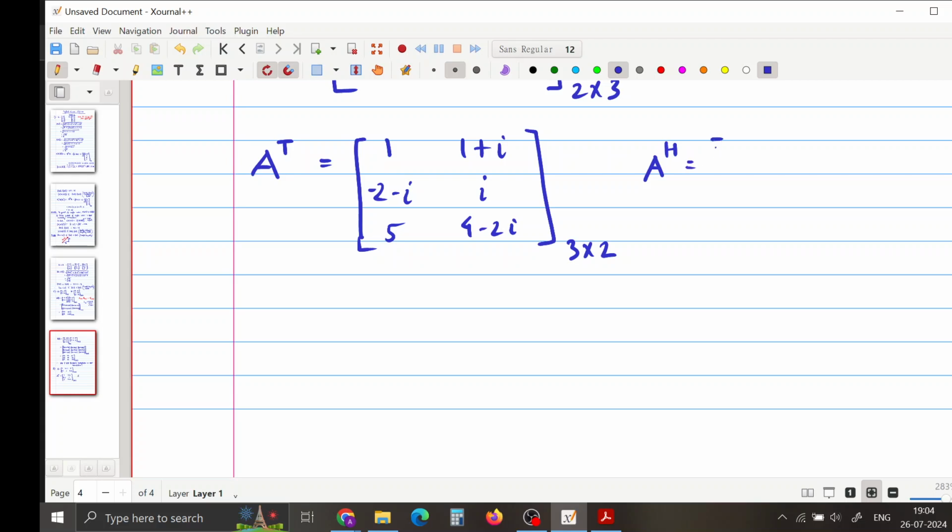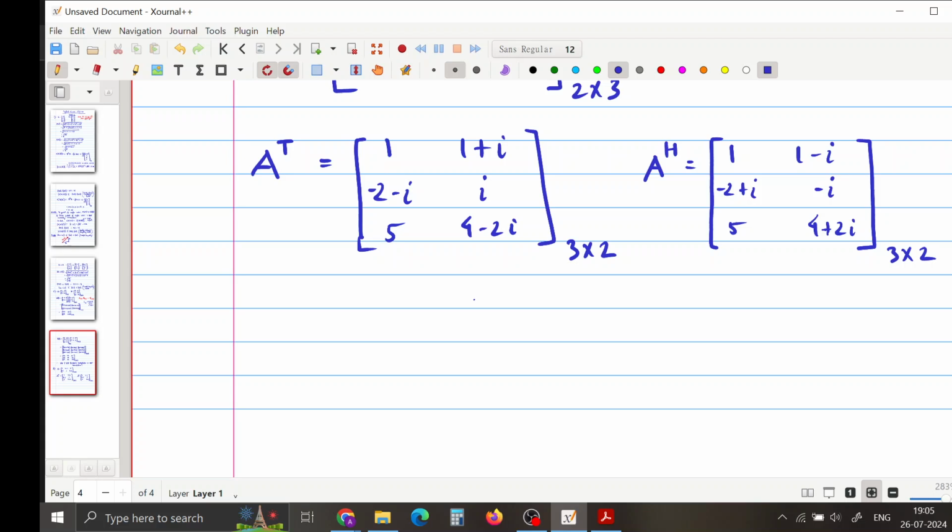Hermitian is nothing but the transpose conjugate. You have already performed the transpose. Now on top of that you have to take the complex conjugate to arrive at A Hermitian. So just take the complex conjugate of A transpose. That will give you 1 minus I, minus 2 plus I, minus I, 5, 4 plus 2I. Hope I have written it correctly. So this is again of size 3 cross 2.